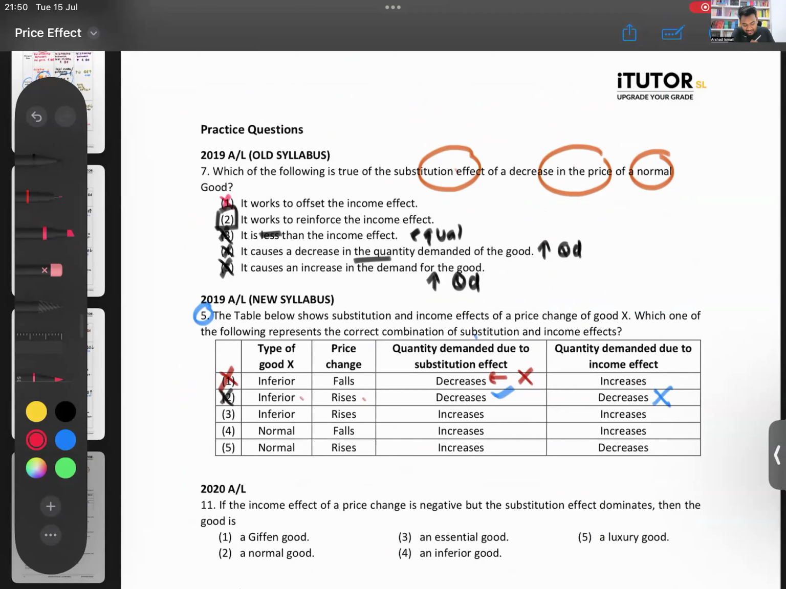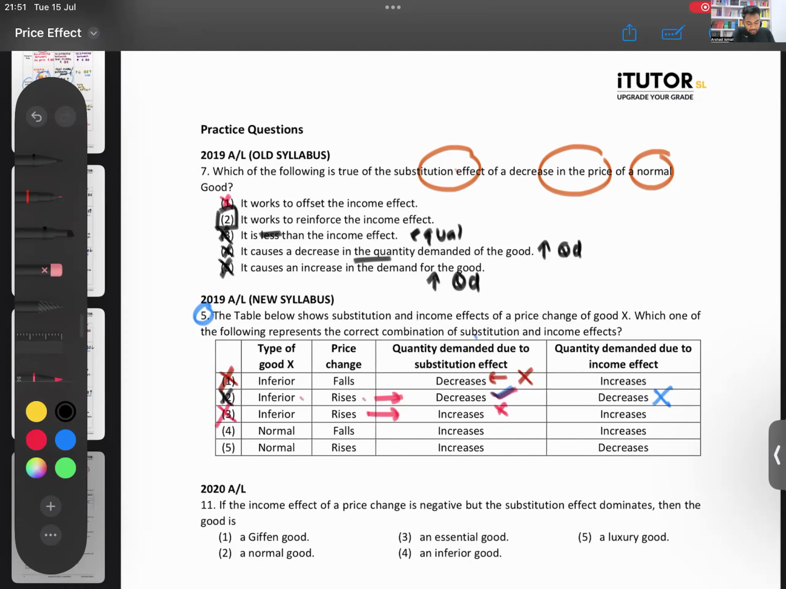Now you go to answer number 3. Inferior price rises. Now you don't have to check the rest. If this was correct, this has to be wrong. If the price rises and this is decreased, then this can't be increased. So 3 is also gone. Then you're left with 4.